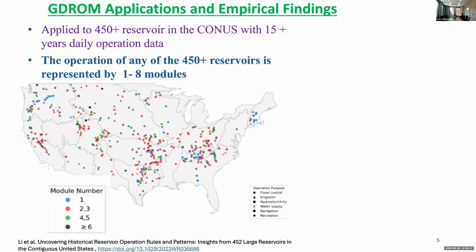But on the other hand, we found only a very few reservoirs among these 450 where the number of modules is more than 6. So that's kind of a good thing. That means reservoir operation models may not be that complex, right? The number of the basic modules is limited.